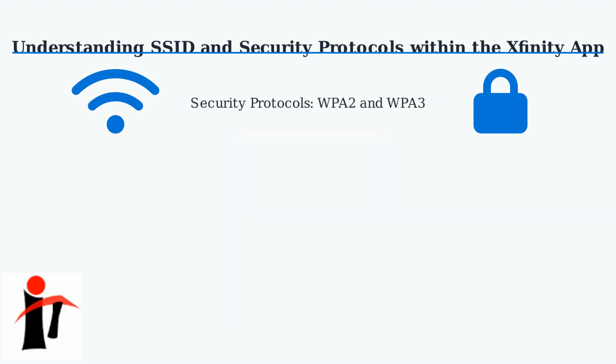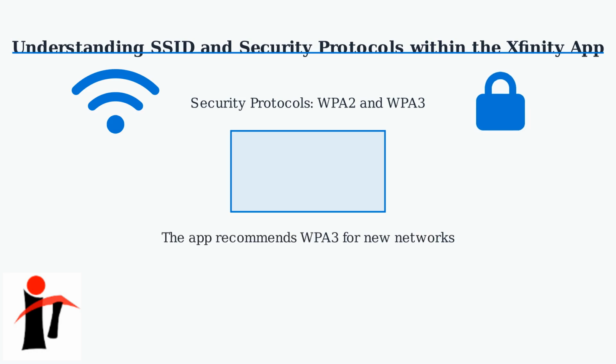As for security protocols, the Xfinity app supports WPA2 and WPA3. WPA3 is the latest and most secure option, offering better encryption against brute force attacks compared to the older WPA2. When setting up a new network or updating your security settings, the app will recommend WPA3.